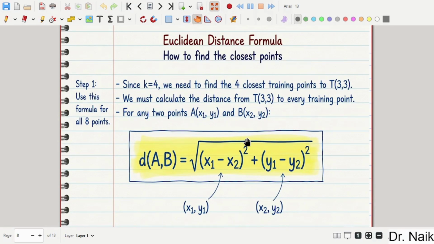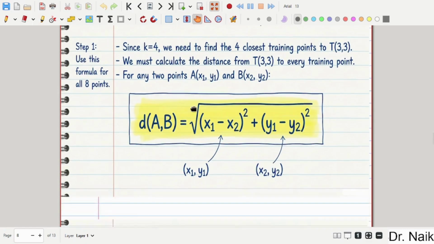You will use the formula of the Euclidean distance, d of AB is equal to square root of (x1 minus x2) square plus (y1 minus y2) square. We will use this formula for all the 8 points given to us, and we will calculate the distance from test point (3, 3) to every training point.